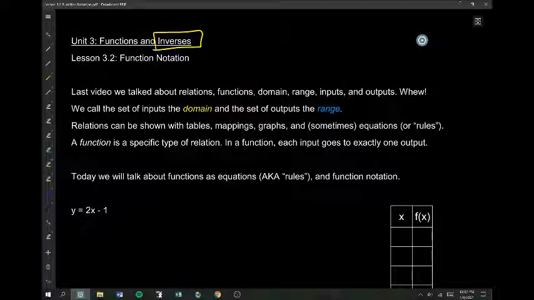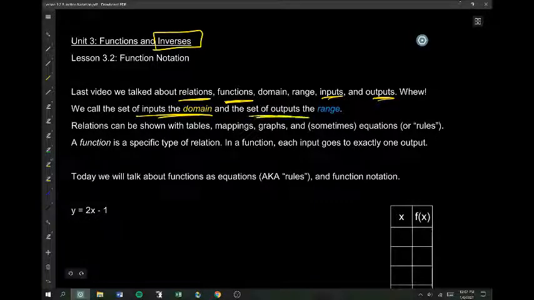Okay, so remember, a relation is a way to get from one set of data to another. A function is a relation where each input goes to exactly one output. So inputs and outputs are what we put into a function, what we get out of the function. And the collection of all inputs is called the domain, and the set of all the outputs is called the range.